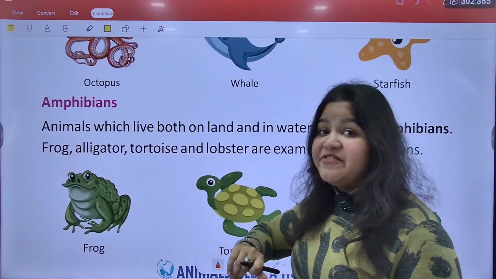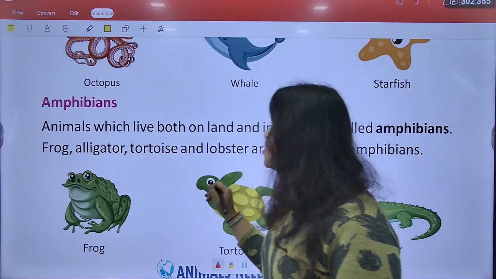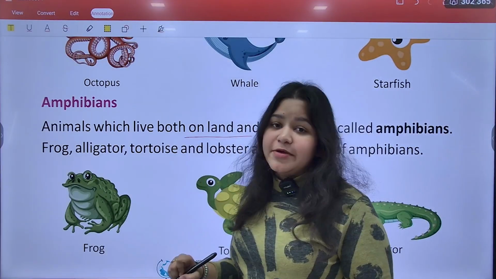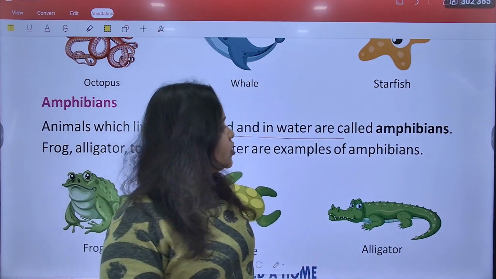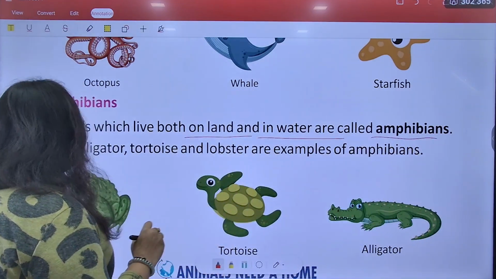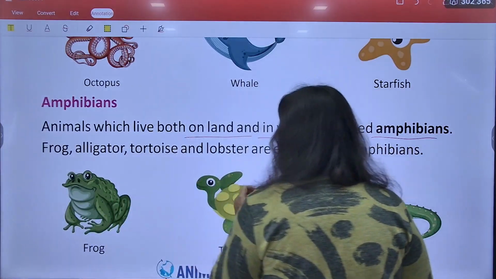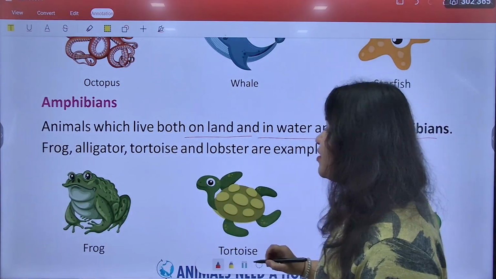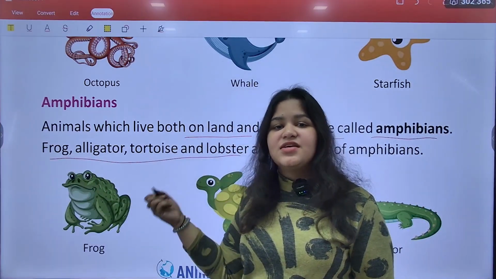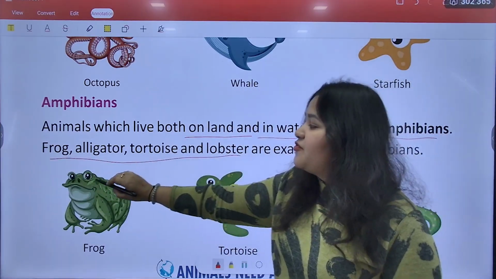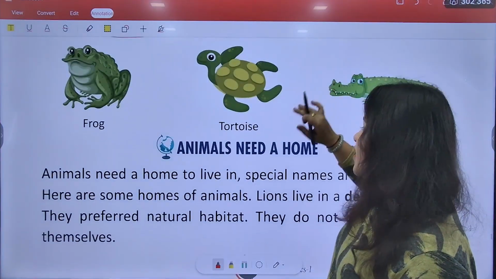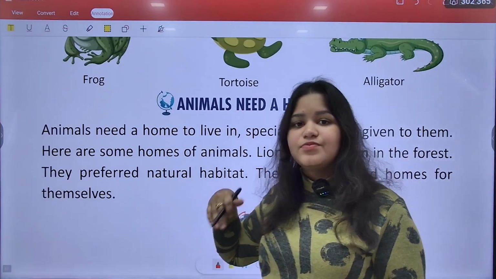Now, what are amphibians? Animals which live both on land and in water. The kind of animals who live on land and also live in water are called amphibians. Frog, alligator, tortoise and lobster are examples of amphibians. These kinds of animals live on both land and water.